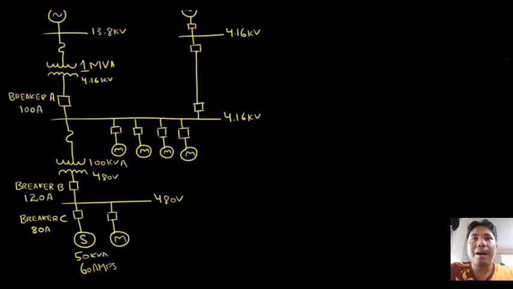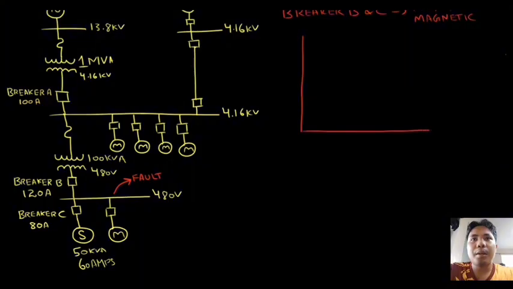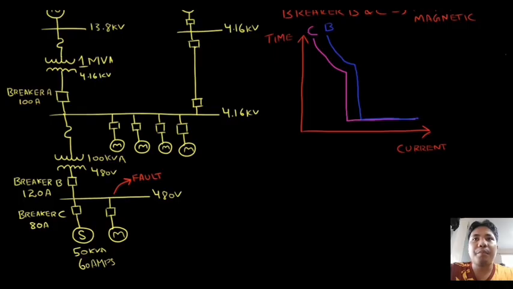To demonstrate how time current characteristic curves can be helpful in achieving coordination, let's consider a fault between breaker B and breaker C. For this case, let's assume both breakers to be thermal magnetic breakers. We will now plot the curves of breaker B and breaker C on the same axis. We can see that breaker B picks up at a higher amp value while breaker C picks up at a lower amp value. This results in a shift between the curves and allows coordination.